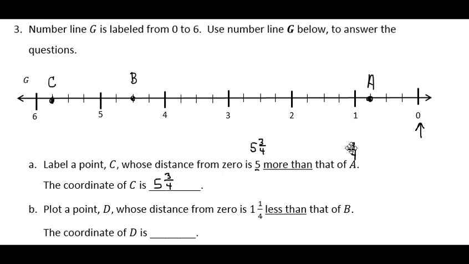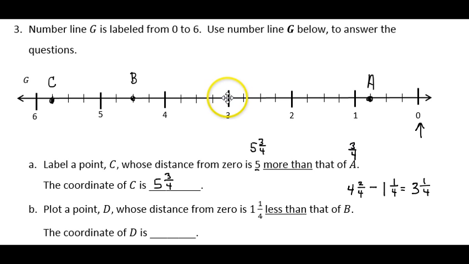The next question says, plot a point D whose distance from 0 is 1 1/4 less than that of B. Well, if you remember, B's coordinate was 4 and 2/4. So I need to go 1 1/4 less than B. I can look at that as 4 and 2/4 minus 1 1/4. Subtract my whole numbers. 4 minus 1 is 3. Subtract my fractions. 2/4 minus 1/4 is 1/4. So I need to plot D at the 3 1/4 point.